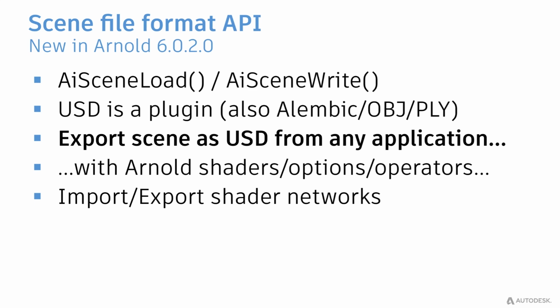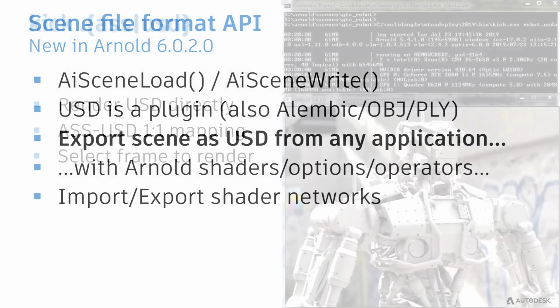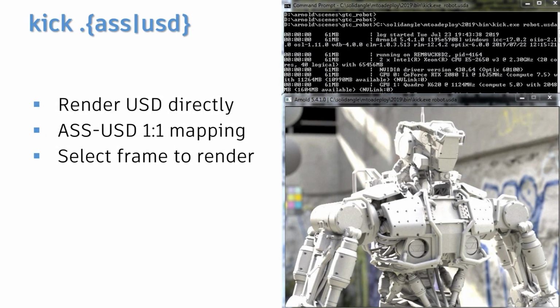Moreover, the USD file will contain all the information needed to render with Arnold, including shaders, operators, render options, etc., like an AS file. You can also import and export parts of the scene, such as shader networks, in USD. Because we have a one-to-one mapping with AS files, we can render USD scenes directly with the Kick command line tool. Contrarily to AS files, because USD can contain an animation, you need to specify which frame you'd like to render.